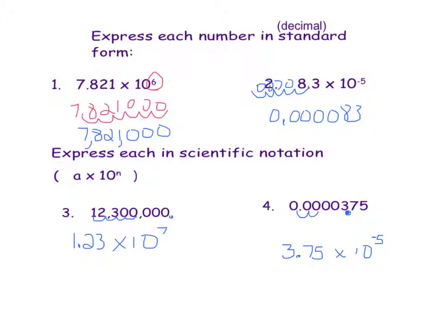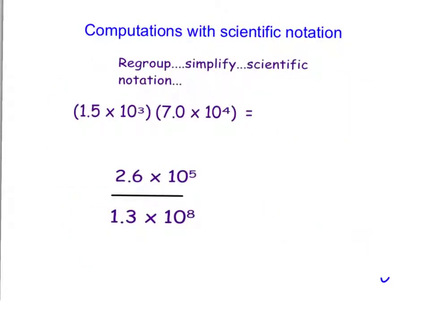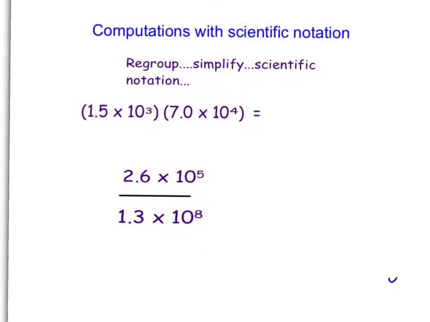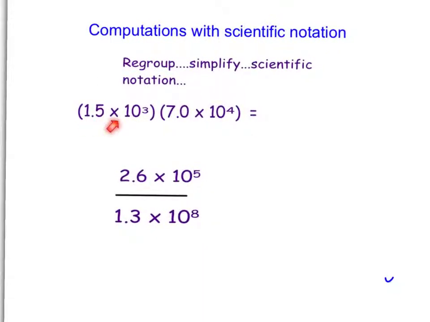So that works. A very quick review on multiplication and division with scientific notation. Remember, because of the associative property and commutative property, since these are all multiplication in here, we can rearrange and multiply in a different order. So I'm going to put my numbers next to each other, and I'm going to put my powers of 10 next to each other.